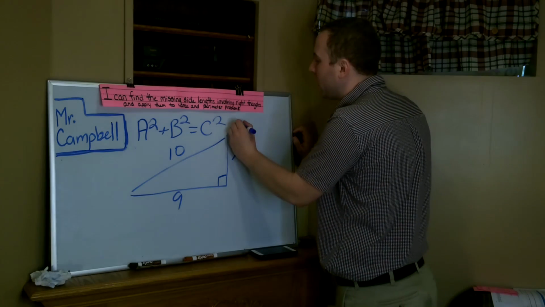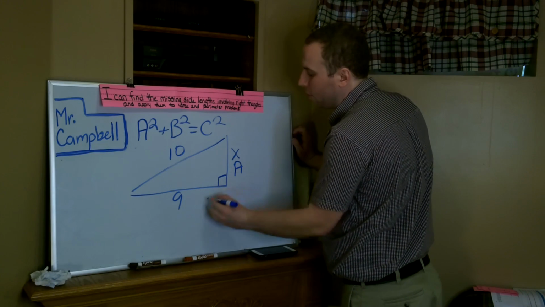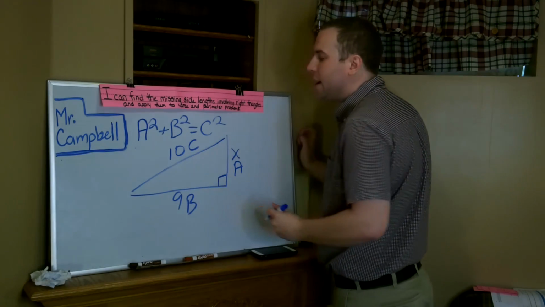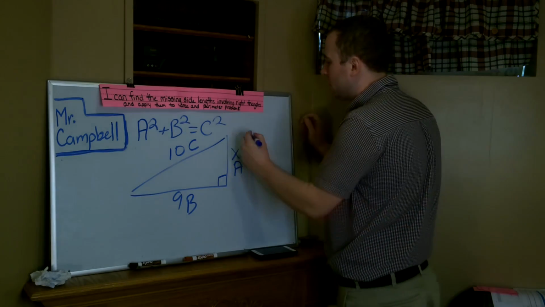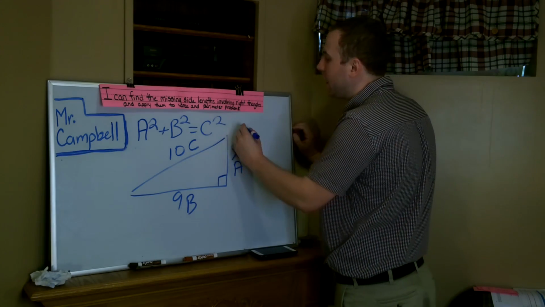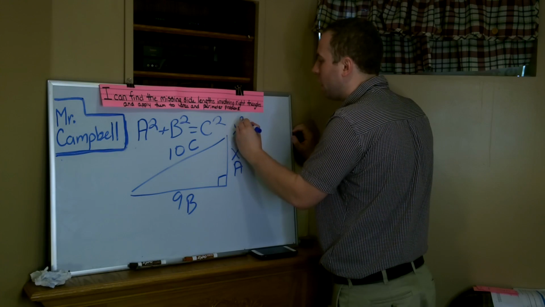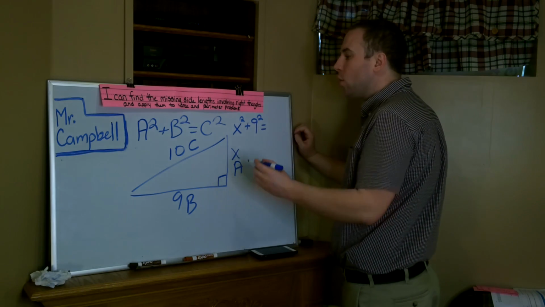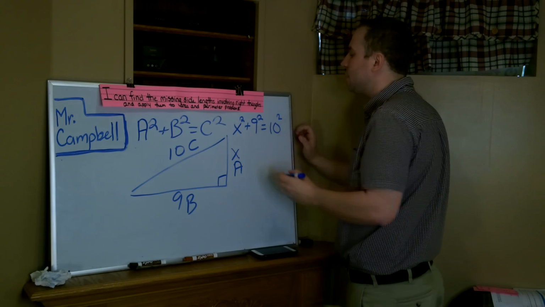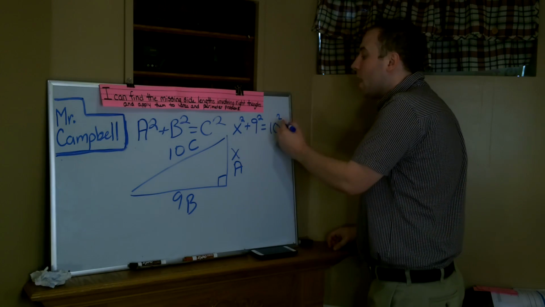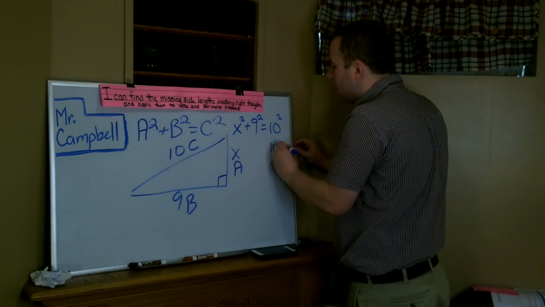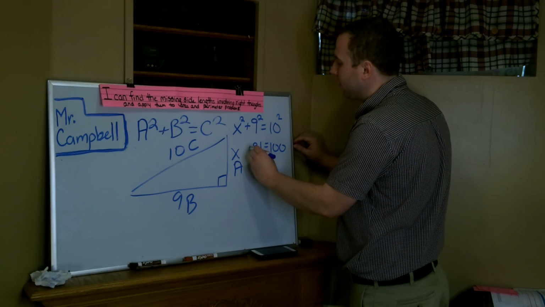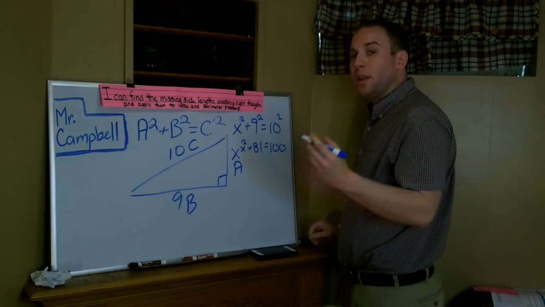let's use the formula. A will be here, B will be here, because those are the legs, and C is going to be my hypotenuse. We take our values and plug them in. A squared will be x squared, plus b, which is 9 squared, equals c, which is 10 squared. 10 squared gives me 100, 9 squared gives me 81, and x squared we're going to leave alone at this point.